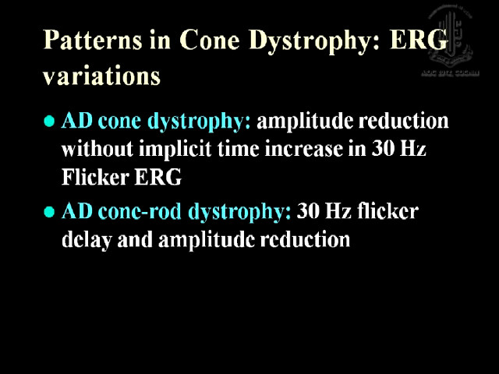Then ERG also is able to give us an indication of the type of cone dystrophy. Most of us don't have access to genetic counseling and genetic studies. Whereas if there is an amplitude reduction without an implicit time shift, you're most probably looking at autosomal dominant type of cone dystrophy. Whereas if there is both a delay as well as an amplitude reduction in 30 hertz flicker, you're looking at most probably autosomal dominant cone rod dystrophy.